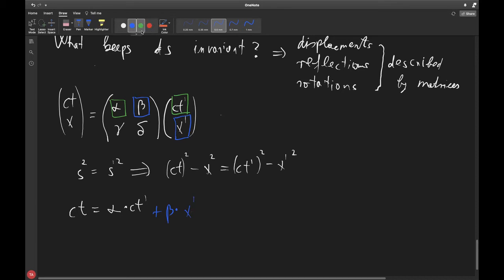And then when I calculate the x, that's going to be gamma times ct prime, and then, the green, let's say, delta times x prime is the other element. So x is gamma times ct prime plus delta times x prime. And so this is the same as this line.